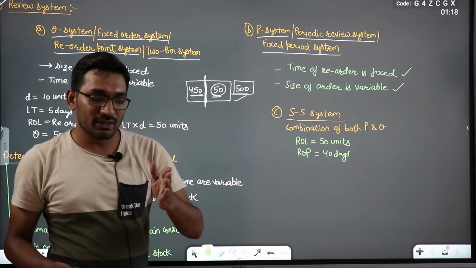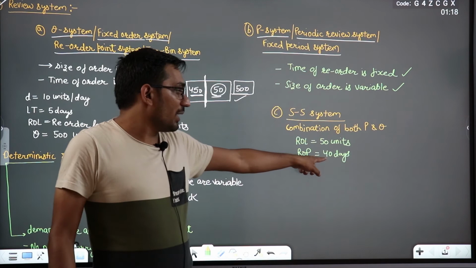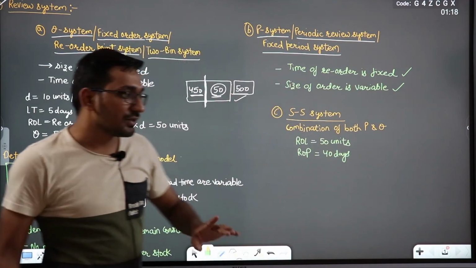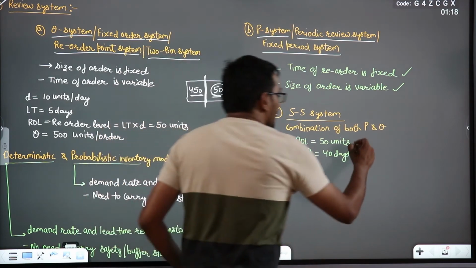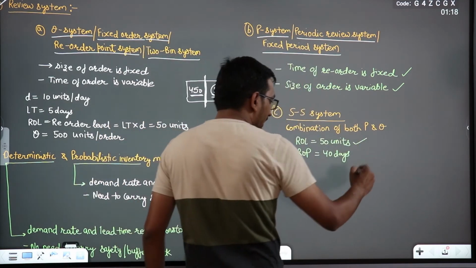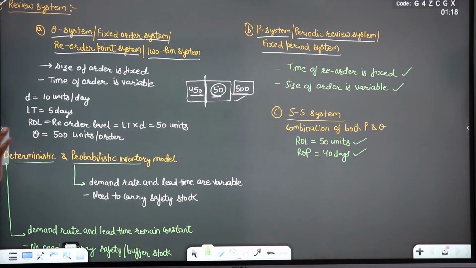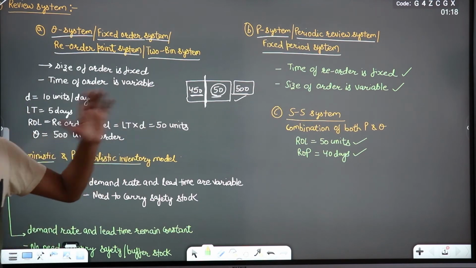Right? 100 units. But if you reach this point in 40 days, then you have to place an order for 400 units. So whichever is earlier. If this comes first, then you have to place an order, and if this comes first, then you have to place an order. This is known as the SS system, which is a combination of both P and Q system.